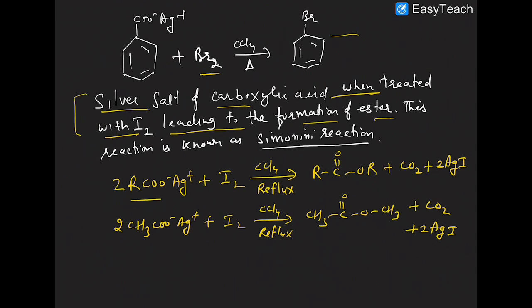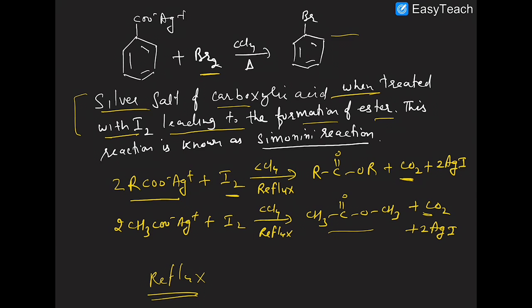Look at that. The silver salt of a carboxylic acid reacts with iodine in CCl4 under reflux. Reflux means constant boiling. In the previous class I told you. And what happens is that you have the formation of an ester. Here also loss of CO2 happens, so that also involves decarboxylation. Okay, sure about that. But an ester is formed here, and you have the formation of silver iodide as one of the products.